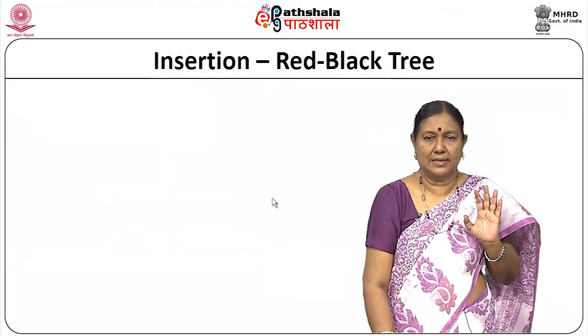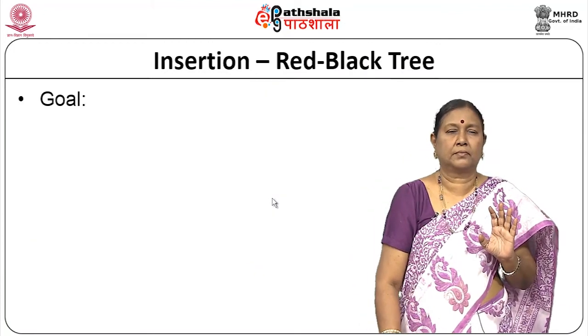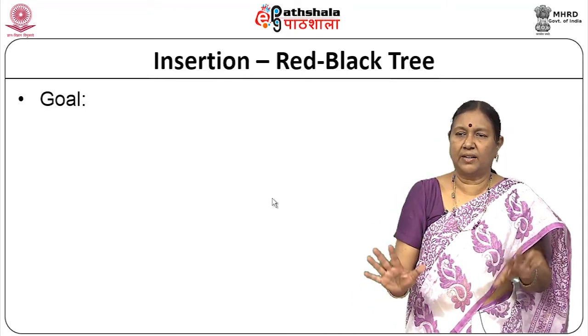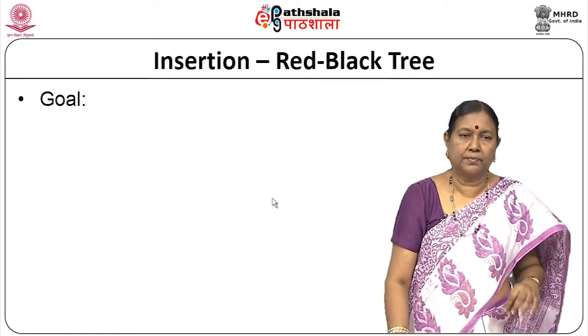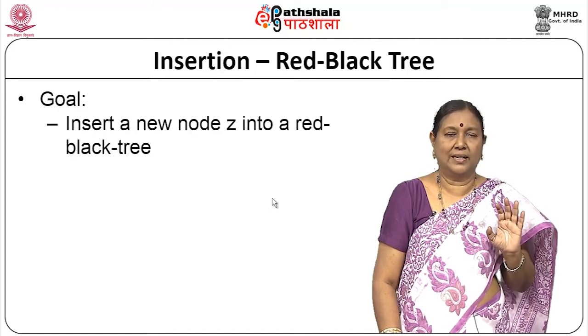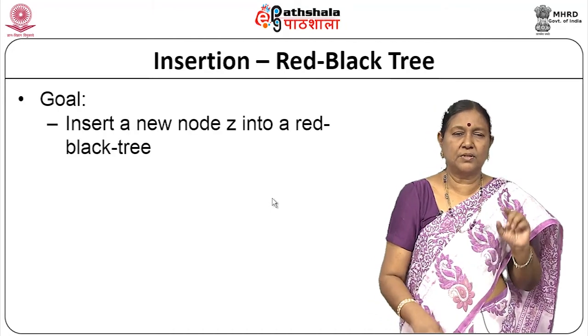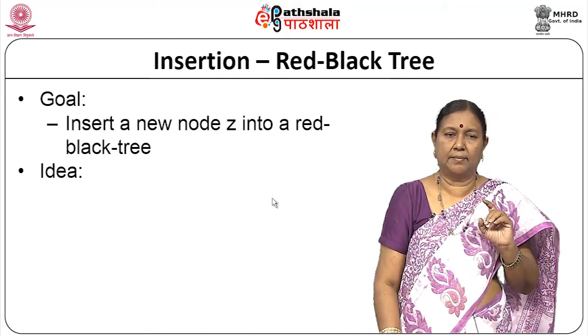Now, let us look at insertion in a red black tree. So, the goal is left rotate, right rotate is similar to what we saw before. We have not spoken about the color yet, we will come to that. So, suppose we insert a new node z into a red black tree.